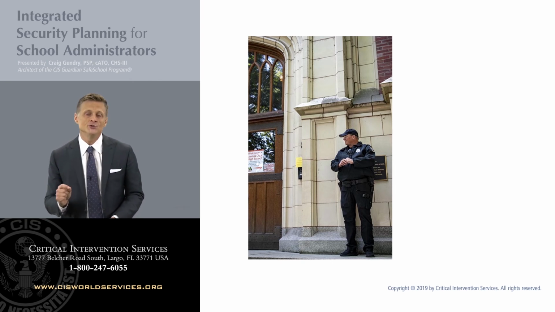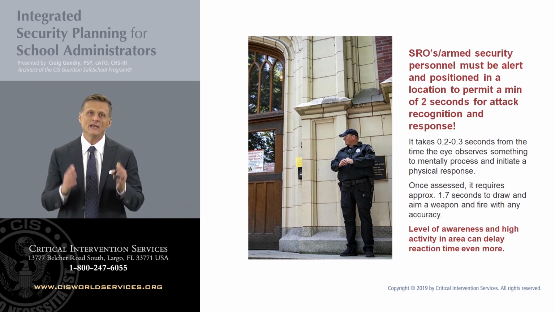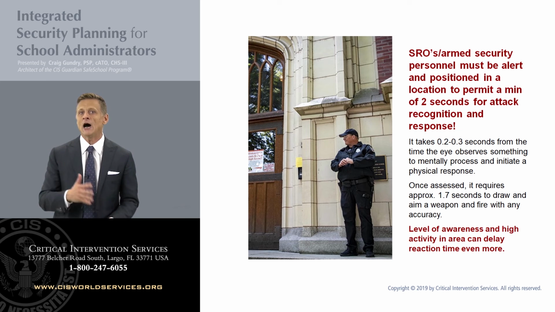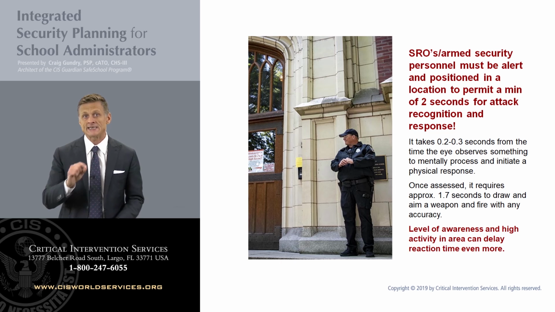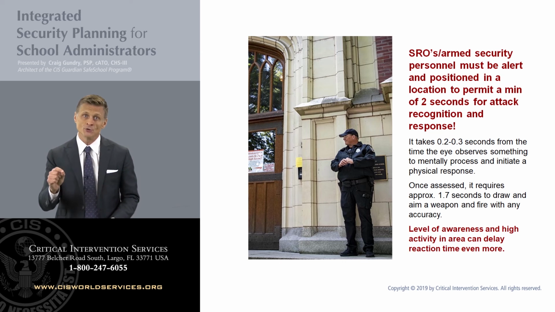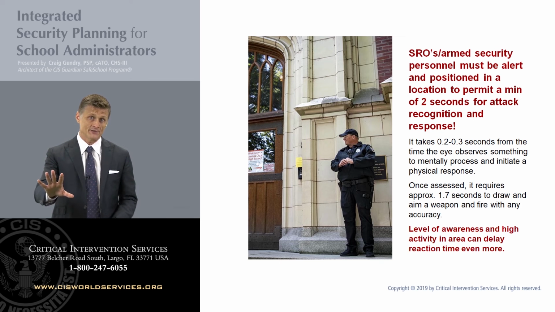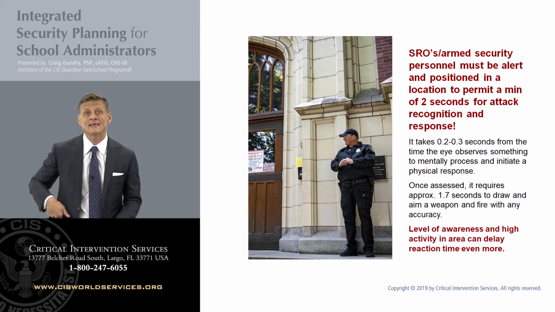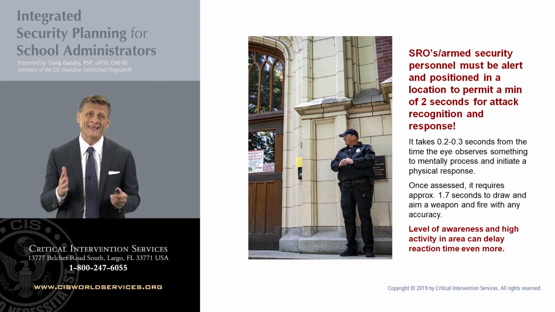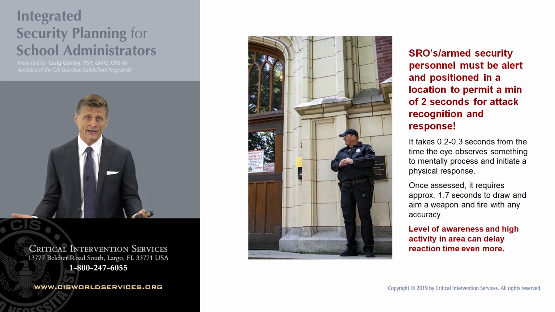Now, if you're going to assign an officer to a static location, that officer needs to be provided with a minimum of 2 to 3 seconds of opportunity to recognize a dangerous situation and initiate a response. This is because it takes the eye approximately 0.2 to 0.3 seconds to see something and the brain to process a response. Then, if it is an imminent threat situation, it requires 1.7 seconds for that officer to draw a weapon and aim and engage with any degree of accuracy.